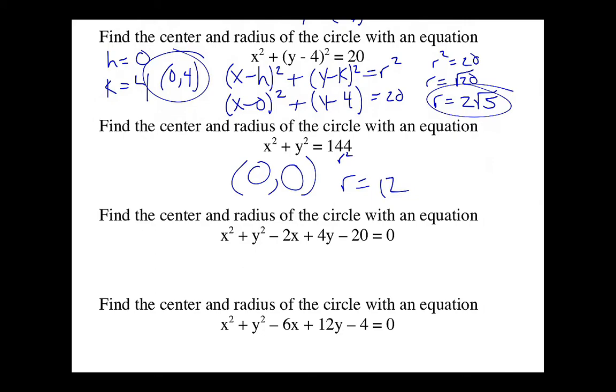But what if you get something like x squared plus y squared minus 2x plus 4y minus 20? That is not in standard form, so you can't just look at it and go, oh, the center's negative 2 and 4, because that's not how the equation works. It's supposed to be x minus something squared plus y minus something squared equals the radius squared. So we need to do a little bit of algebra to rearrange this so that it's in that form.